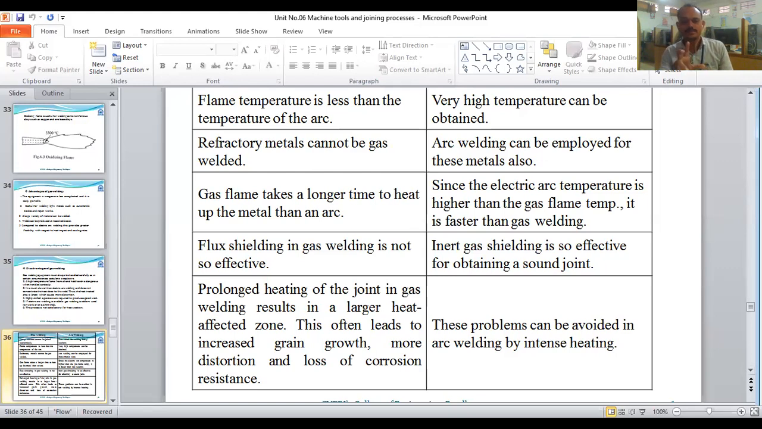So where we are? It affects a large zone. In gas welding, it affects a large zone where we do not require that much heating. In arc welding, it is not happening. In arc welding, it covers less area to heat and melt the workpiece where we require. So this is the benefit of this.